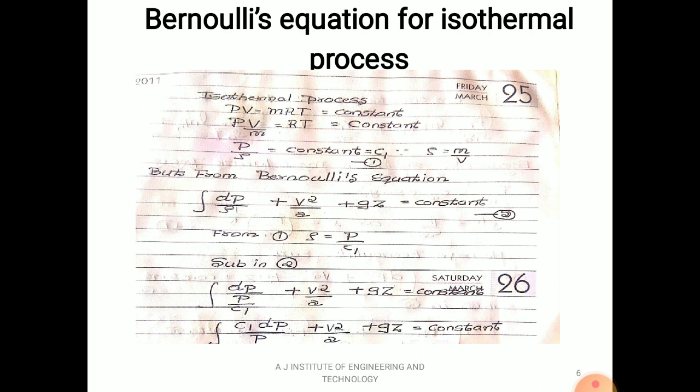But from Bernoulli's equation, we have integration of dp by rho plus V square by 2 plus g z equal to constant.